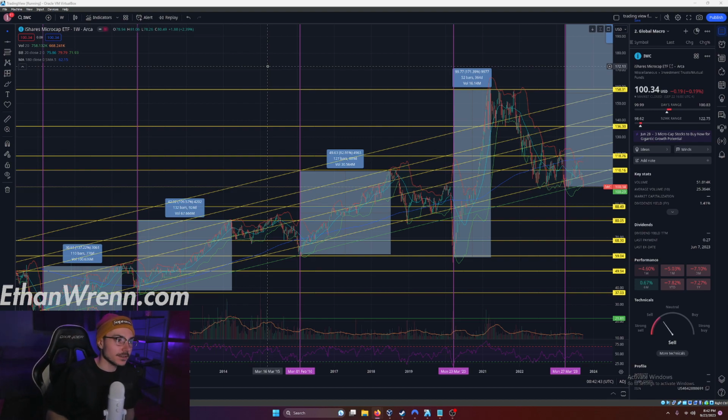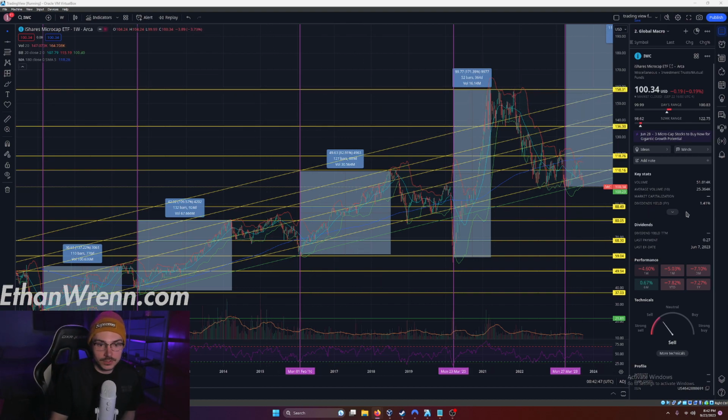So, on a technical level, what are some of the things I like about IWC? Well, if you come over to the right-hand side, you'll see this fund offers a dividend yield of 1.41% annually, which is excellent. That's about what you would expect from most funds of this nature. This is very similar to a return you would expect to see on like the Dow Jones or the S&P. So, it's right in line with what you would expect for a dividend yield on a fund like this.